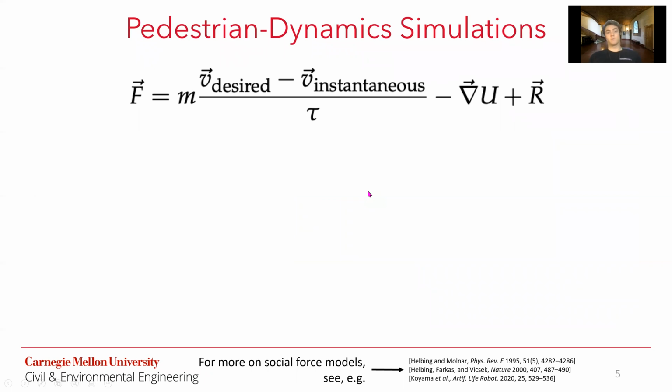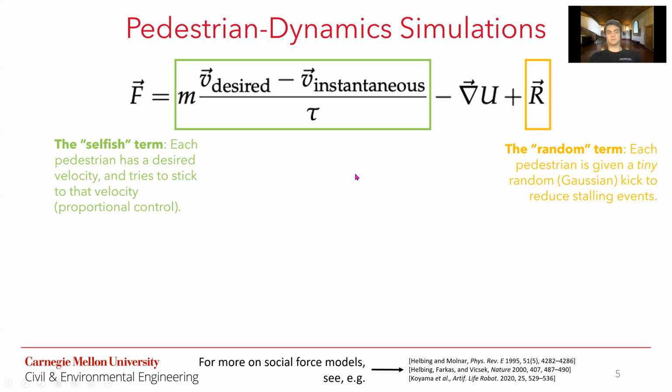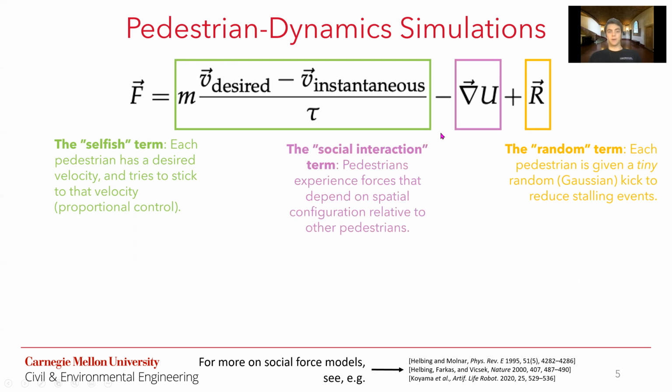To model pedestrian movement in our simulation, we use the following equation, where force on each pedestrian is a function of three key parts. There is a selfish term that compels each pedestrian to move at a desired velocity. There is a random term that adds a tiny Gaussian kick to decrease stalling events. And there is a social interaction term that is in turn made of two different terms.